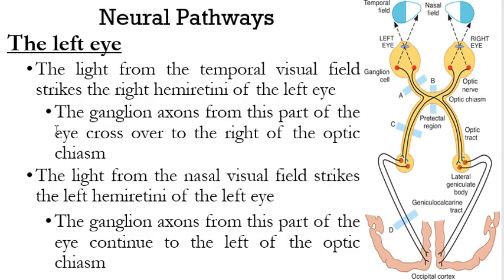Let's see what the notes say. The light from the temporal visual field strikes the right hemiretina of the left eye. The ganglion axons from this part of the eye cross over to the right of the optic chiasm. The light from the nasal visual field strikes the left hemiretina of the left eye, and the ganglion axons from this part of the eye continue to the left. They go ipsilaterally. All right.